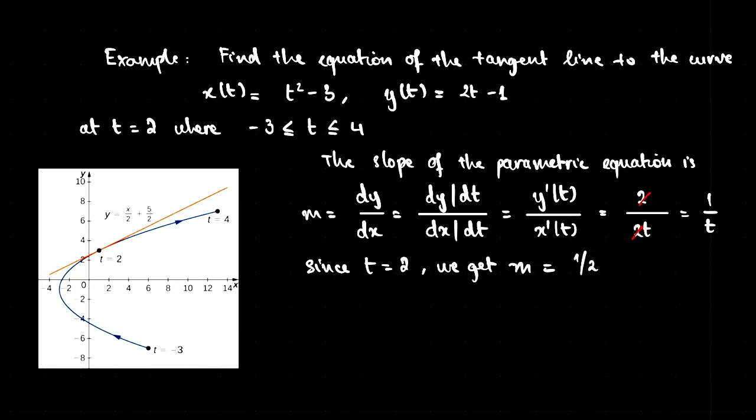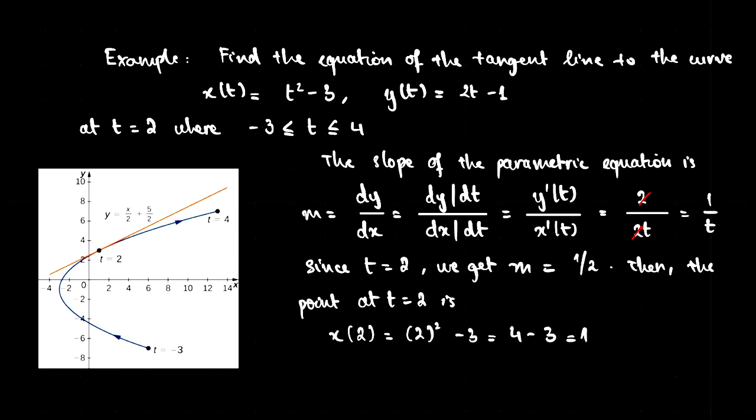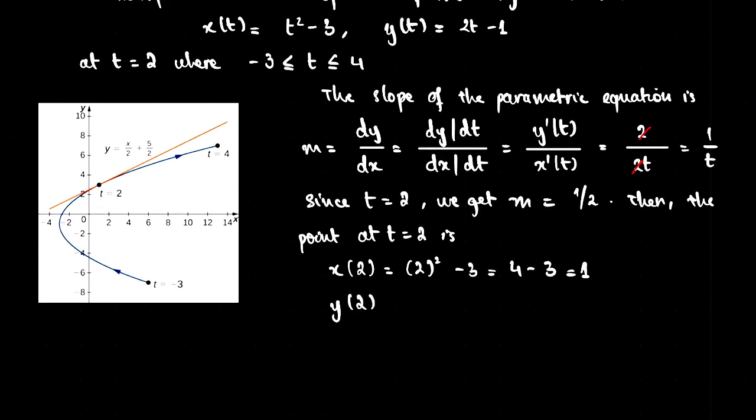Now you just need to find a point on the parametric curve. So to do that, again, you have t equal to 2. So you just substitute t equal to 2 into x of t and y of t to obtain the point. The point at t equal to 2 is, so x of 2 is equal to 2 squared minus 3, or 4 minus 3 equal to 1. And y of 2 is 2 times 2 minus 1, which is 4 minus 1 equal to 3. So you get the slope, you get the point.